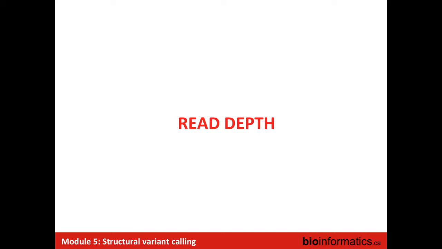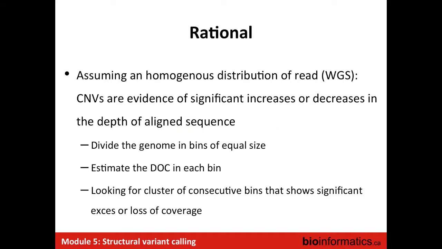The third method is the read depth. The read depth is mainly used to detect insertions and deletions. It's the traditional method to detect copy number variation. How it works, it's based on an assumption that you have a homogeneous distribution of your reads along the genome. If you have a copy number variation, if it's a deletion, you will have a decrease in the amount of reads you will see at the position. And if you have an amplification, you have an increase.